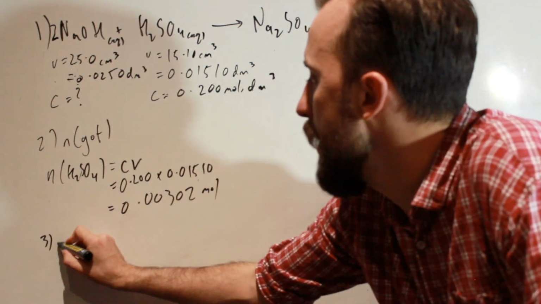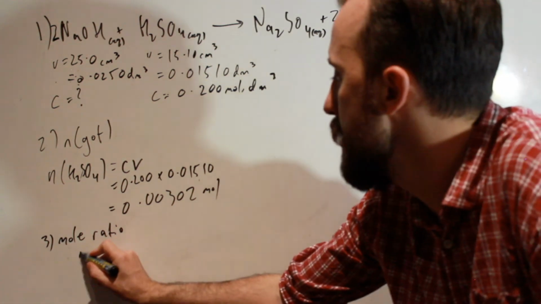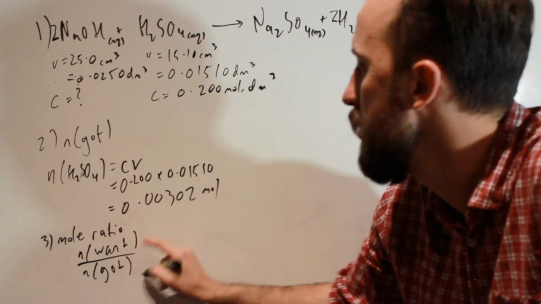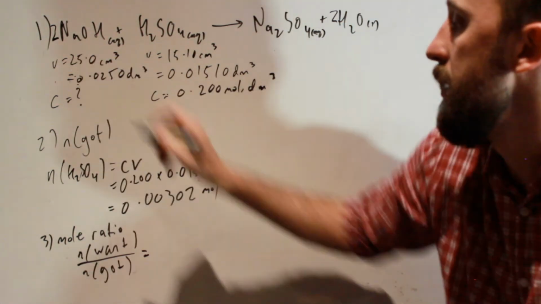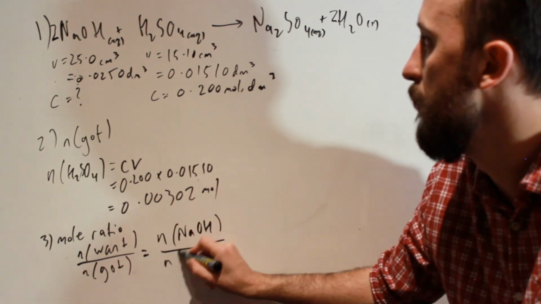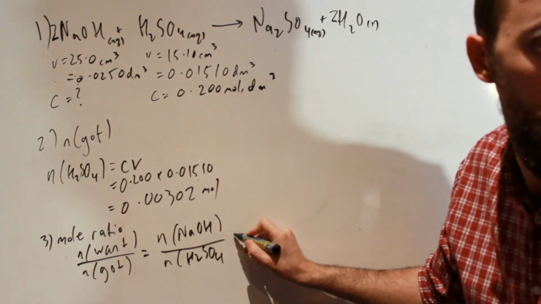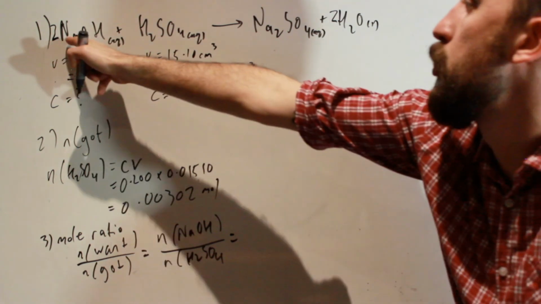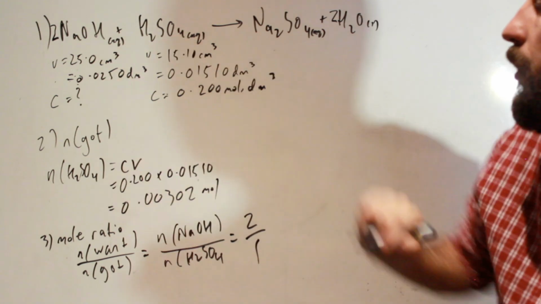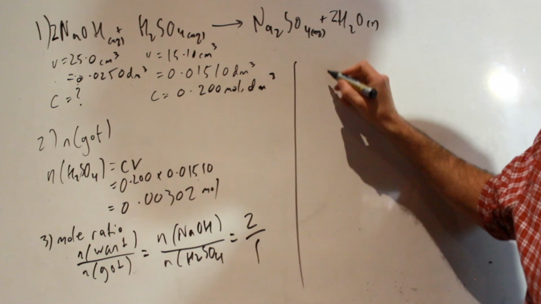Then we get the mole ratio. So the number of moles of what we want over the number of moles of what we got. Because what we want is more important, so it goes on top. What we want is sodium hydroxide. So the number of moles of sodium hydroxide over the number of moles of what we got, which is the sulfuric acid, is equal to a 2-to-1 ratio. So it takes 2 of these to react with 1 of those. From here, I'll put a little line down the middle to avoid it getting too cluttered.